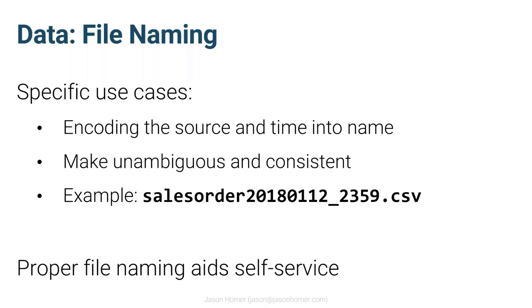So you could use camel case, you could use Pascal case, you could use all lowercase, but I just make sure it's standard. Make it unambiguous and consistent. Some people will just write out sales order, and then assuming that it's in that folder, you know that it's 2018 January 12th. But as soon as you move that out to another folder, you lose that context.